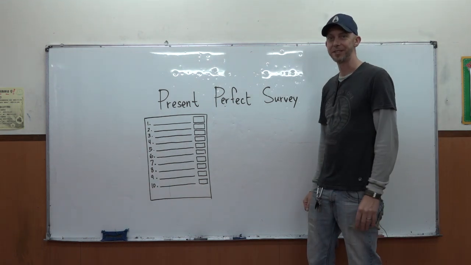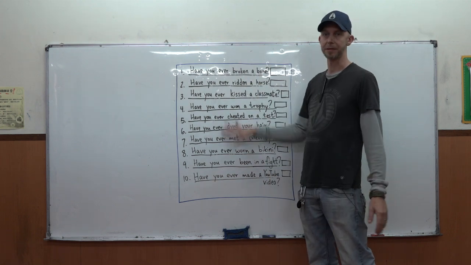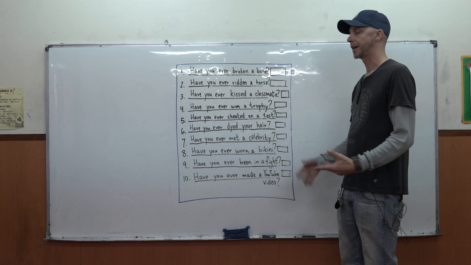And here's what the worksheet looks like. Bam, there is our example list. So maybe we come up as a class with these 10 questions. Have you ever broken a bone? So on and so forth. And each student copies this down on his or her list, all 10 questions, and then the game begins.